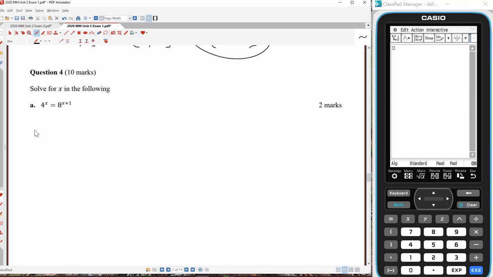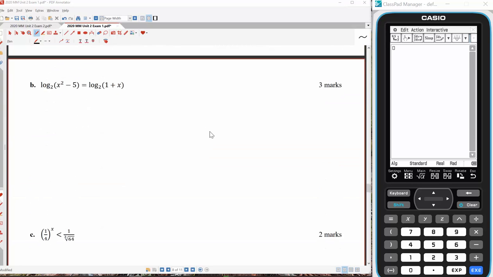Okay, solve for x. 2 to the 3x plus 3. Okay, so negative x equals 3. Is that right? x equals negative 3.